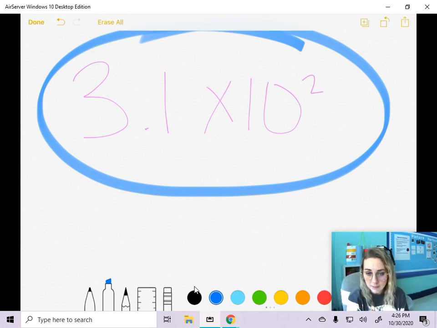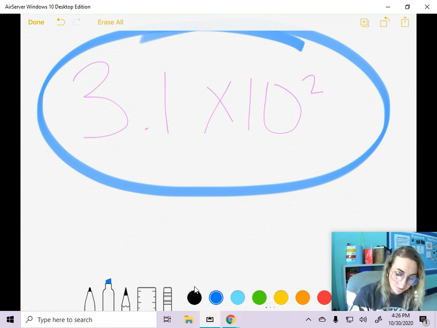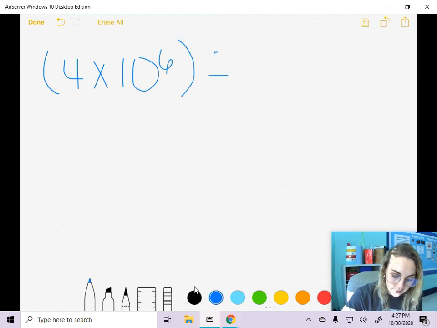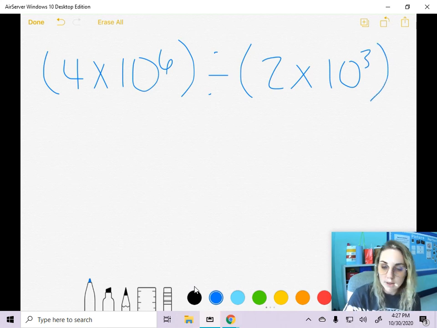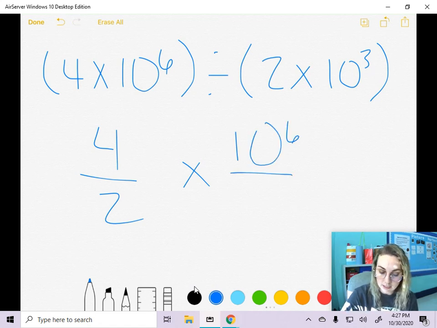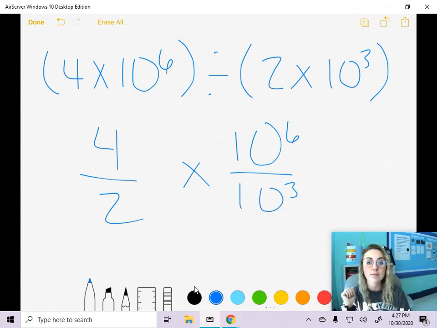I'm going to do one more example, and I promise to leave y'all alone. Let's say we have 4 times 10 to the 6th power, and we want to divide that by 2 times 10 to the third power. Again, we group the first part and the second part. We're going to have 4 divided by 2, and then we're going to multiply that by 10 to the sixth power over 10 to the third power.